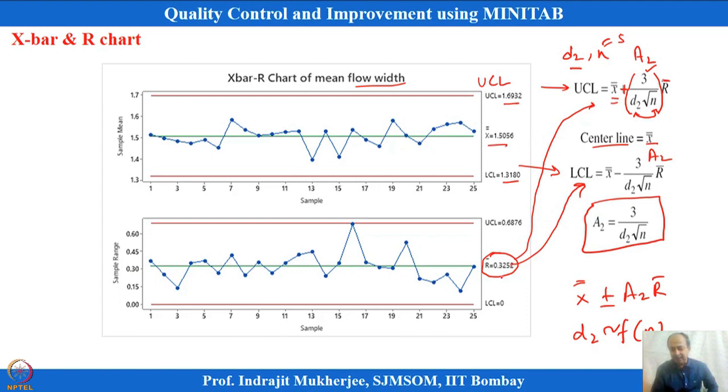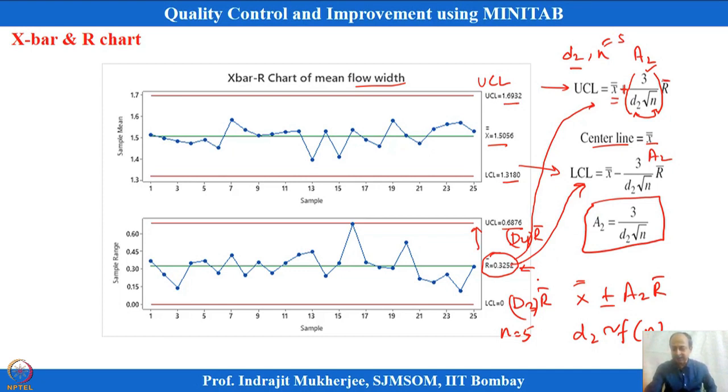Similarly, the range average we have calculated will be the central line, and the upper control limit line is calculated based on certain formulas, that is D4 R bar, and the lower control limit line is D3 R bar. Now, D3 and D4 are again constants which depend on what subgroup size I have taken, which is equal to 5. So, this will define the D3, D4 value, which is a function of the subgroup size n.